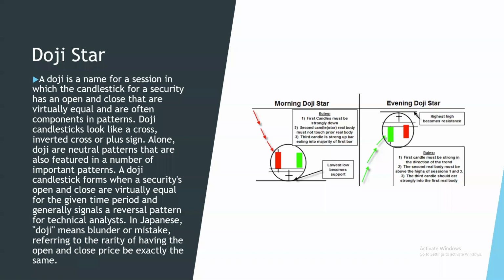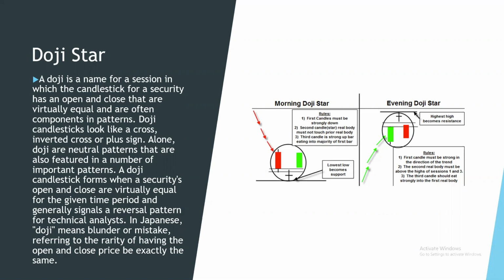One of the most popular ones, guys, is going to be a Doji Star. All right, so what do we have here? A Doji Star. A Doji is a name for a session in which the candlestick or security has an open and close that are virtually equal and are often components in patterns. Doji candlesticks look like a cross, an inverted cross, or a plus sign.